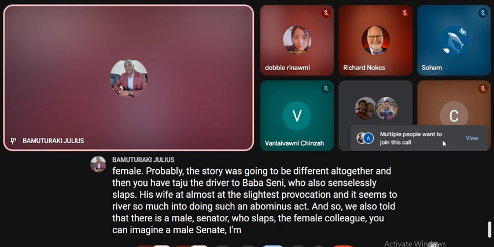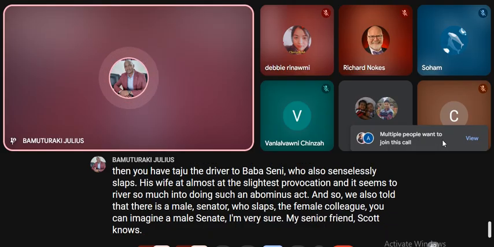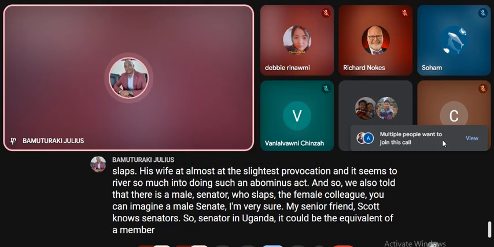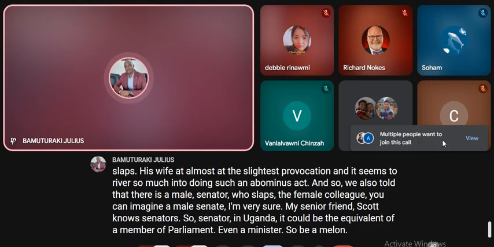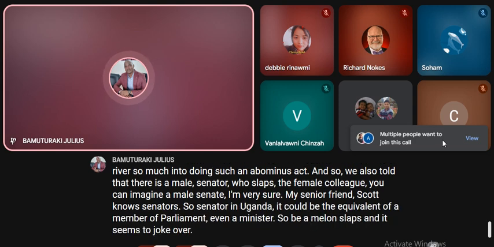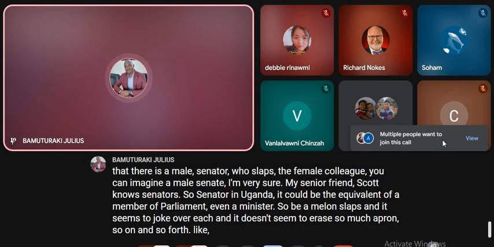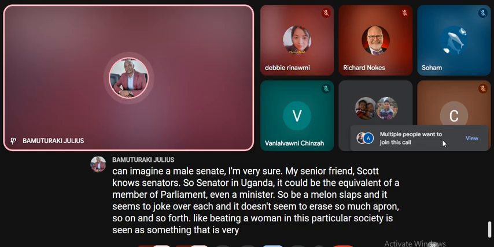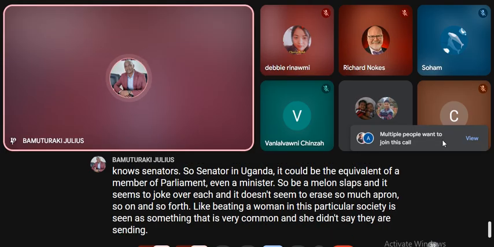I'm very sure my senior friend Scott knows senators. A senator in Uganda could be the equivalent of a member of parliament or even a minister. So he is a male and slaps, and he seems to joke over it, and it doesn't seem to arouse so much uproar. It's like beating a woman in this particular society is seen as something very common that shouldn't send any shockwaves to anyone.